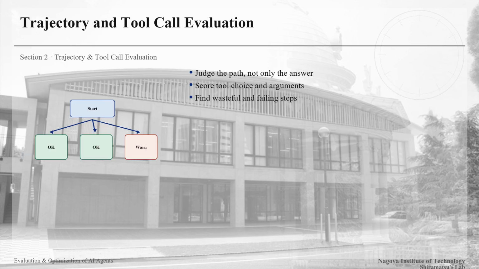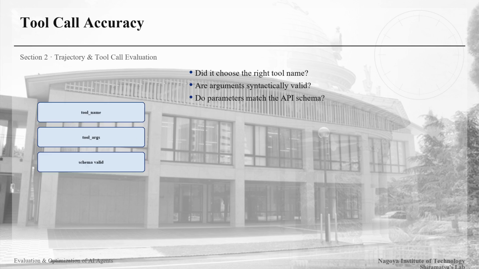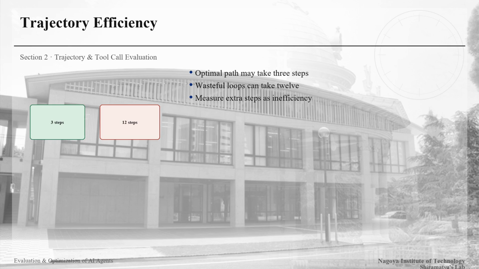Section 2 focuses on trajectory and tool call evaluation across the full agent path. A trajectory is the step-by-step path from state through actions and observations to the final output. Tool call accuracy checks tool name, argument syntax, and parameter validity against API specs. Trajectory efficiency compares an optimal short path with wasteful long loops that add cost without value.